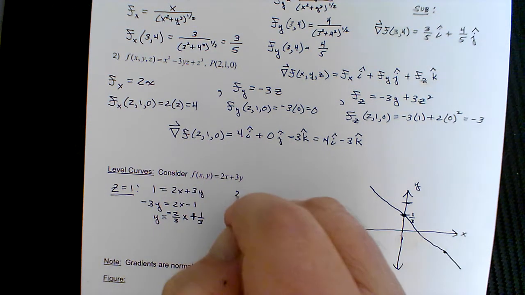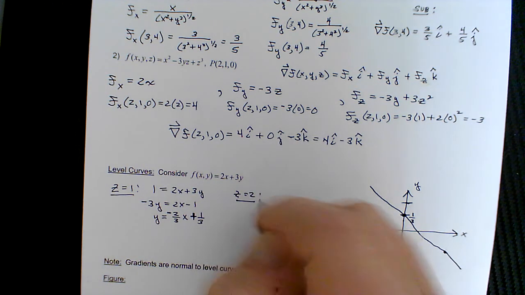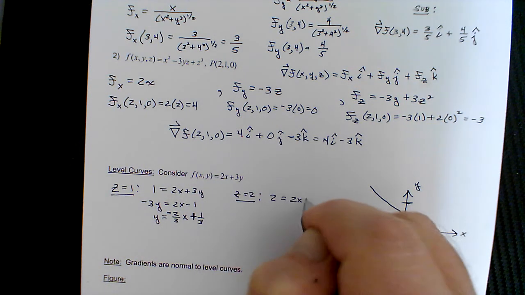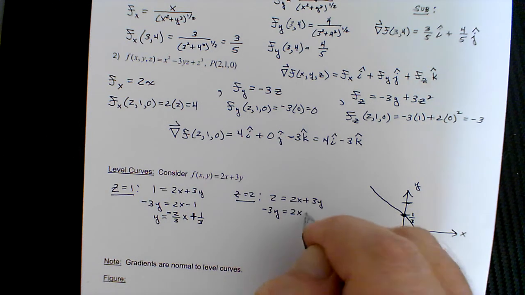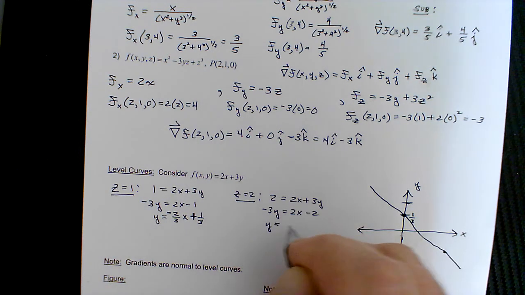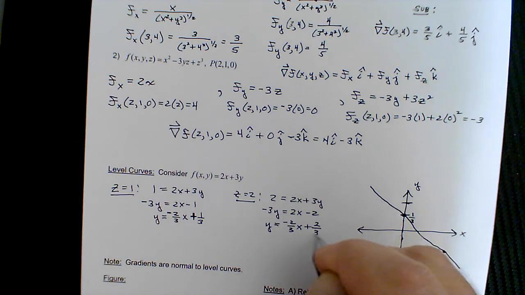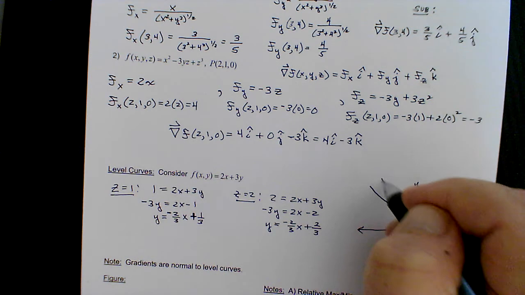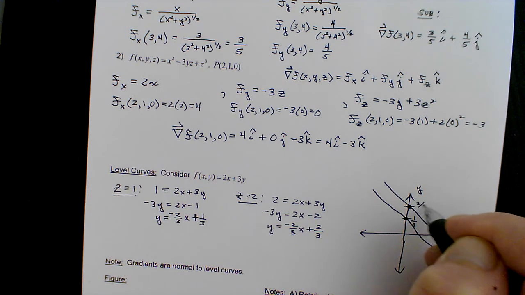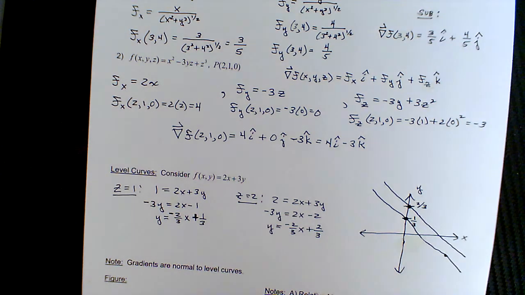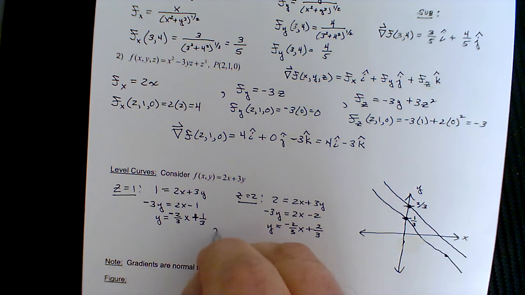And then if we let z equal 2, we get 2 equals 2x plus 3y. Same thing: negative 3y equals 2x minus 2, so y is negative 2/3 x plus 2/3. So it's the same type of line, parallel, but going through 2/3. So y is 2/3 at x equals 0. So notice that the slopes for each of these are negative 2/3.